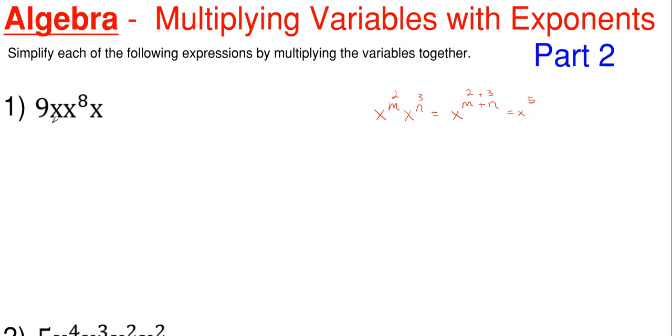So what we're going to be doing is taking longer expressions, with multiple variables of x to certain powers being multiplied together, and turning that into a single x term. So let's work on our first one here.